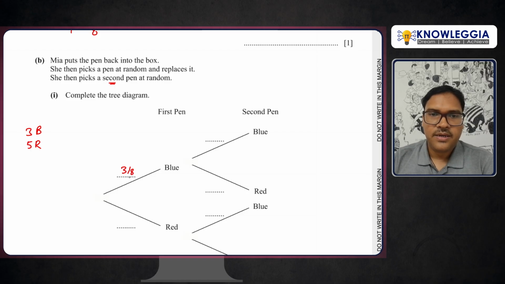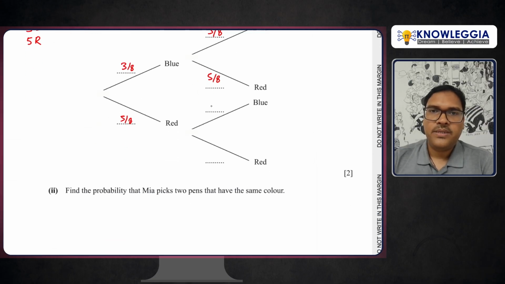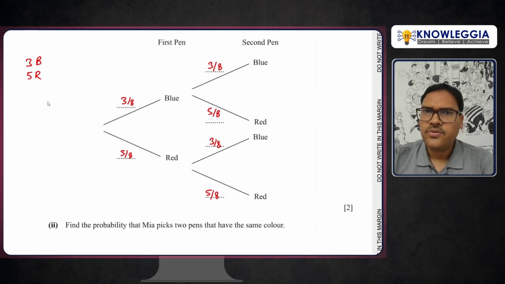So this is 3 divided by 8. Right? What is the probability that she picks a red pen? This is 5 divided by 8. Now, after picking the first pen, she replaces it. That means there is no change, because ultimately she is taking a blue pen, she is again replacing it before picking the second pen. Okay, so nothing is changing. So basically, blue pens are 3 out of 8, and how many red pens are there? 5. This is 5 divided by 8. So again, you can see this is blue pens, this is 3 by 8, and what is the probability of drawing a red pen? This is 5 by 8. So this is how you can write the probabilities.